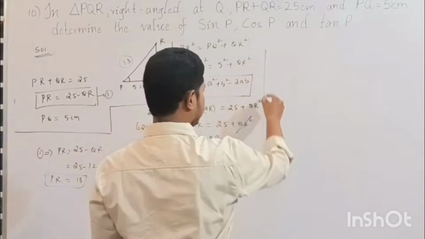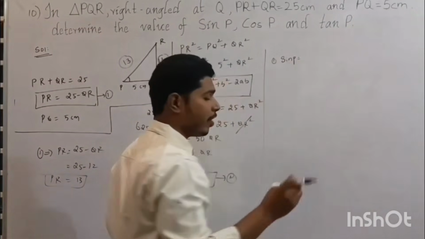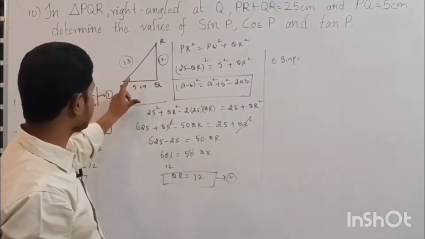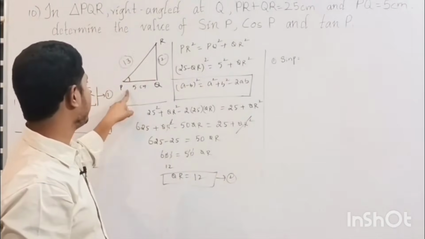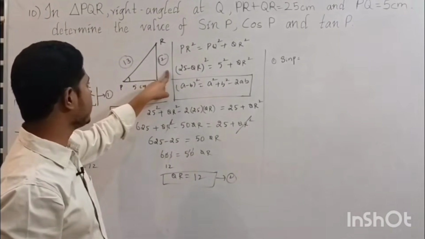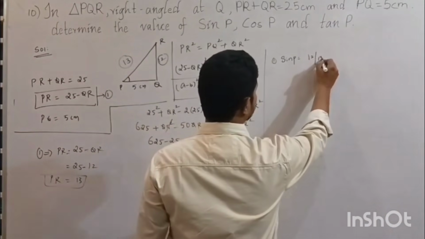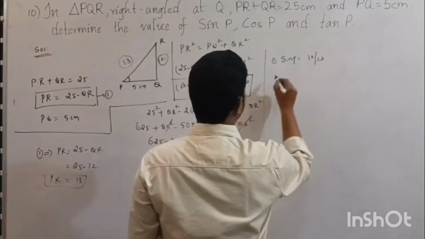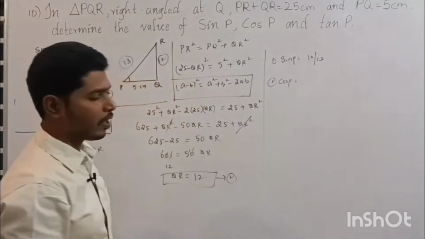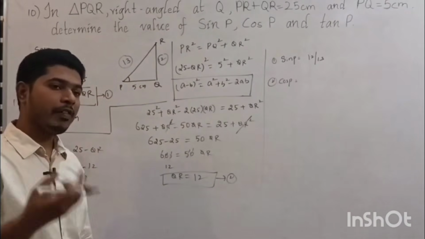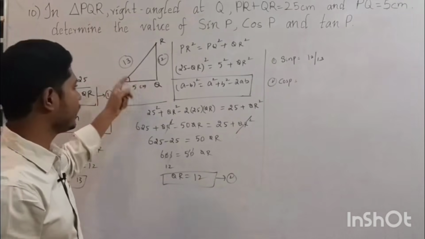Now the first question is sin P. What is the formula of sin P? The formula of sin is opposite by hypotenuse. For which angle? For angle P. For angle P, what is the opposite? The opposite is 12 and the hypotenuse is 13. That is equal to 12 by 13 is the answer. What is the second one? What is cos P? The formula of cos P is adjacent by hypotenuse. For which angle? For angle P. For angle P, what is adjacent? 5. What is the hypotenuse? 13. That is equal to 5 by 13.